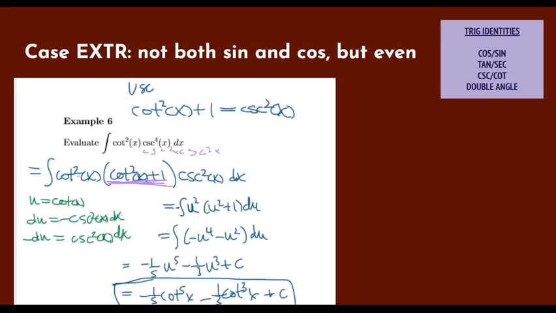Then you set u to equal what there's two of. There are two cotangents. du equals negative cosecant x squared. And then dx equals du divided by negative cosecant x squared. So that's cosecant x squared's canceled out. And then you replace cotangent with u. That's what we see. And then we do the normal thing.